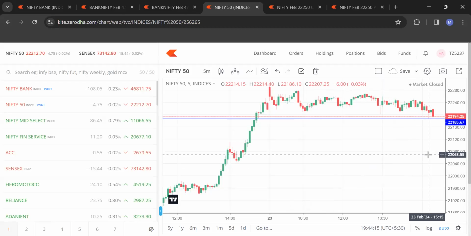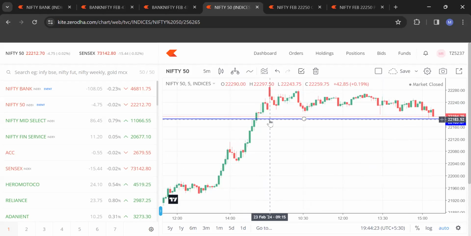See the last three candles. Very close to it. Now just like you drew the lower line, draw the upper line. So the upper line is 22,297.5 plus 0.2611%. That is 22,355.71.